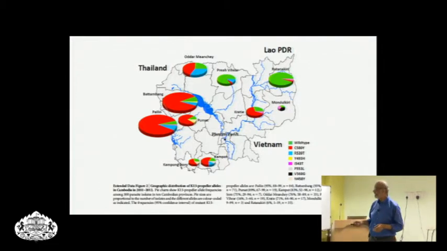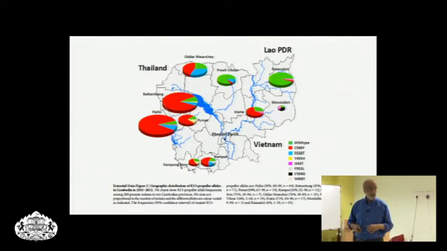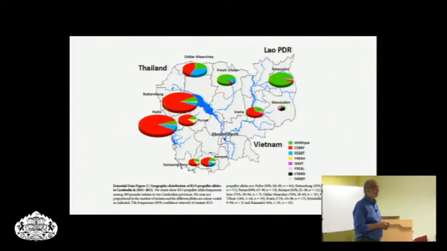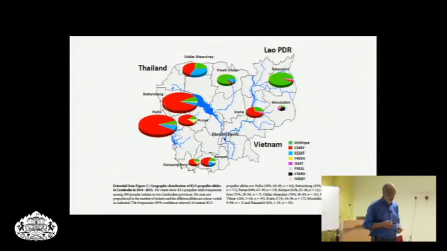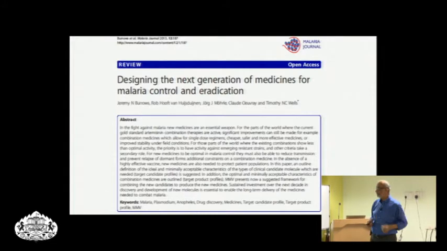And you can see that this particular mutation, the cysteine 580 tyrosine mutation, C580Y, is really common all over here. In this part, Pailin and so on. And these things are now spreading in that region. All right. So, what do we do?